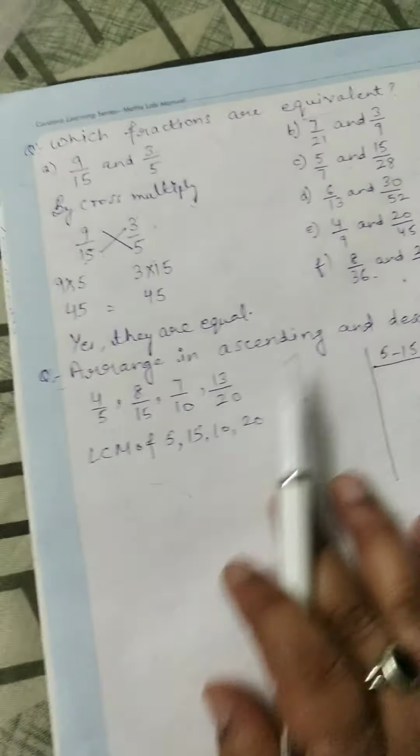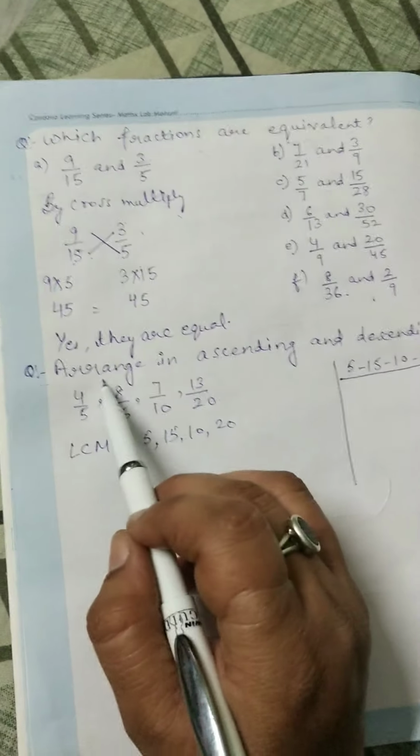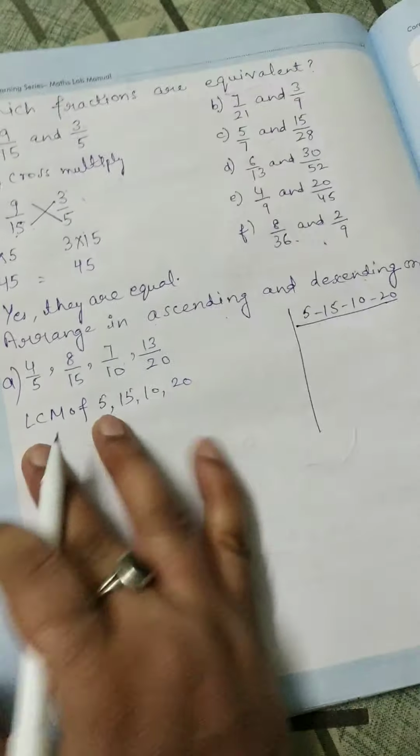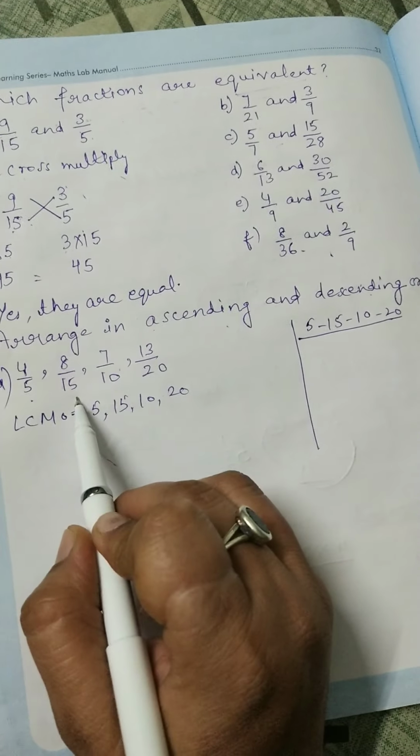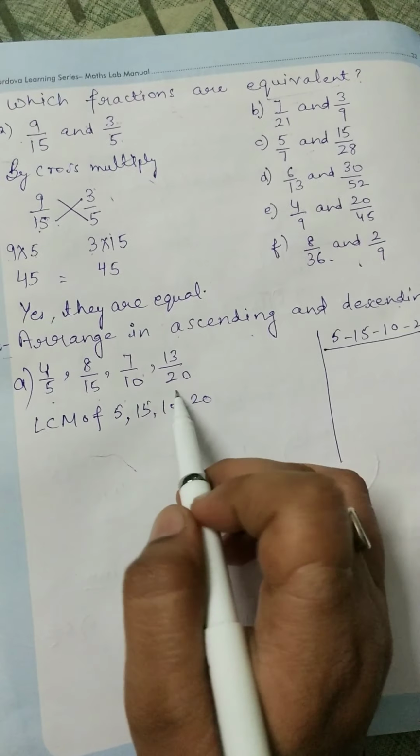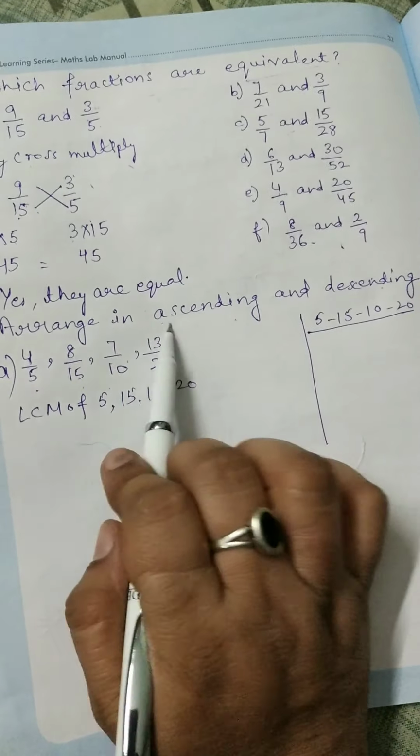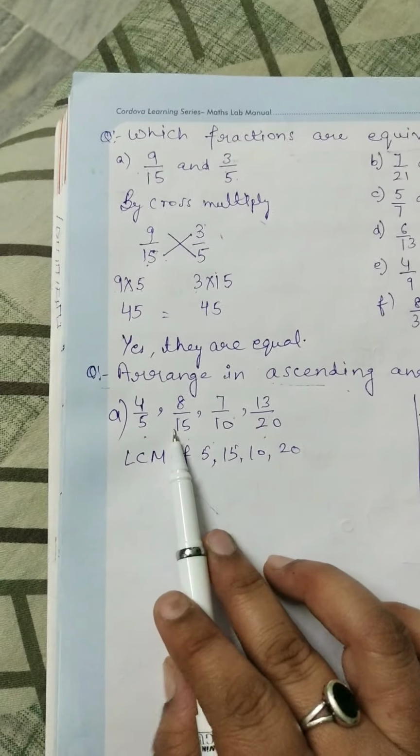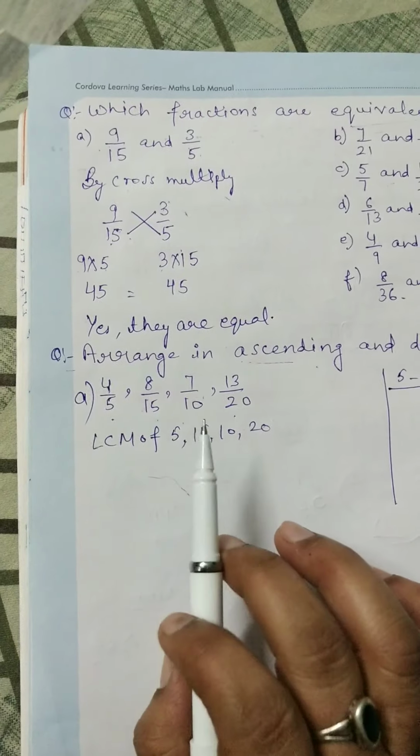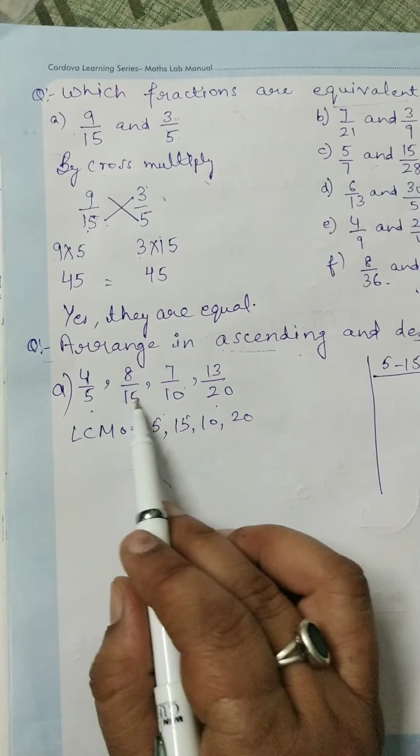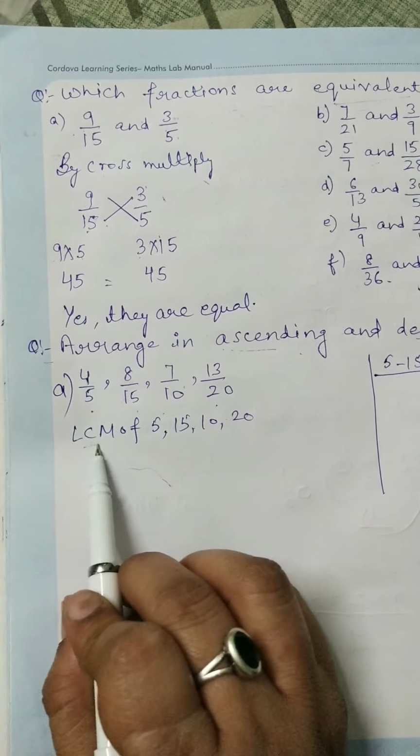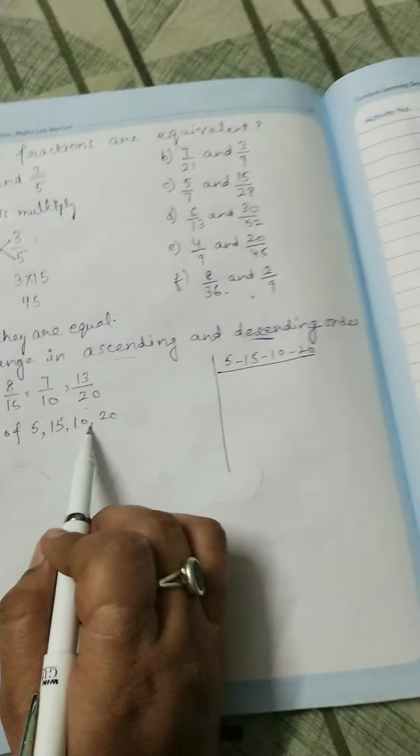Okay, students. Now the last topic is arrange in ascending and descending order. Right? We have been given one question: 4 upon 5, 8 upon 15, 7 upon 10 and 13 upon 20. We have to write in ascending and descending order. Right? Okay. How? First of all, in this type of question, we will check whether all the denominators are same or not same. So what you will do? We will take LCM. LCM of 5, 15, 10, 20.